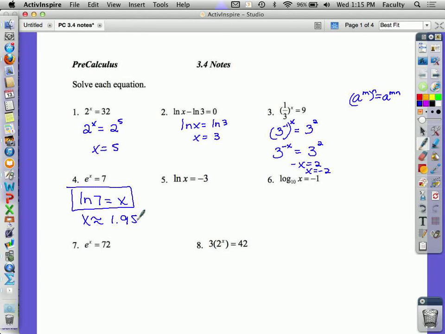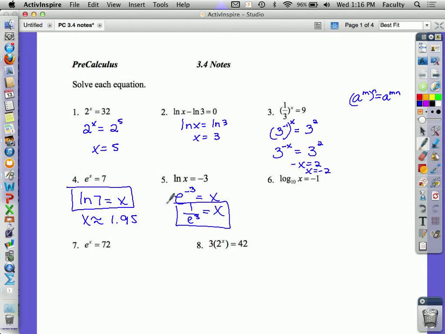You guys remember this from last year, Tyler? You put it in exponential form, which would be e to the negative third equals x, so x equals 1 over e to the third. Good job. Depending on whether you have your calculator or not, e to the negative 3, we would never leave a negative exponent, so it's 1 over e cubed.